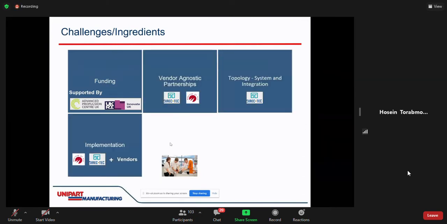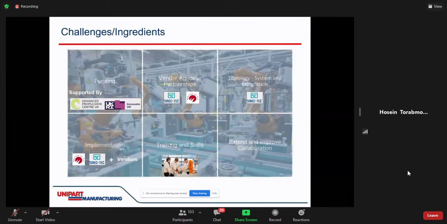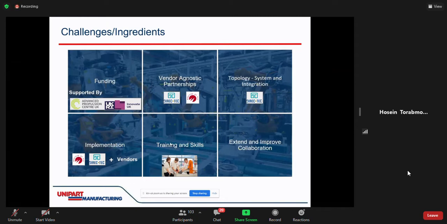Some of the things that I want to say as ingredients and challenges in our journey: you have to have the funding to enable this sort of transformation and journey and enable these technologies in your business. And for us, we have been fortunate enough to be supported by Advanced Propulsion Centre Innovate UK through grant funding to work with partners to enable that.